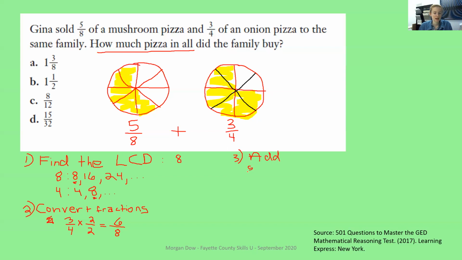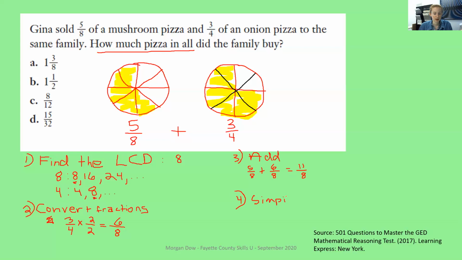So 5/8 plus 6/8 gives me 11/8, right? 11 yellow slices all together. Now our final step is always to simplify and make sure we don't have any improper fractions in our final answer. So I'm just going to call that simplifying.